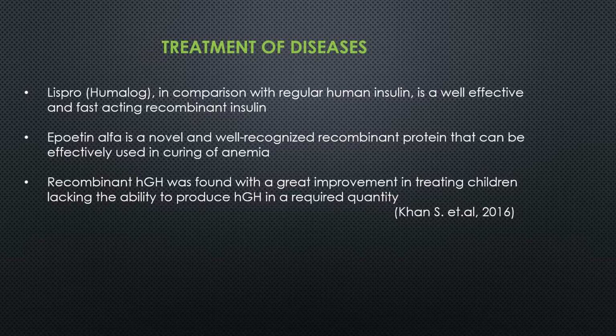Interferon alpha is a novel recombinant protein as well that can be effectively used in curing anemia. And recombinant human growth hormone was found to give great improvement in treating children lacking the ability to produce human growth hormone in the required quantity. So the production of recombinant human growth hormone by recombinant DNA technology replaces what is produced by the pituitary gland. Human growth hormone is essential for proper growth in children.